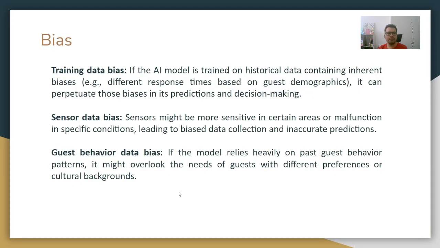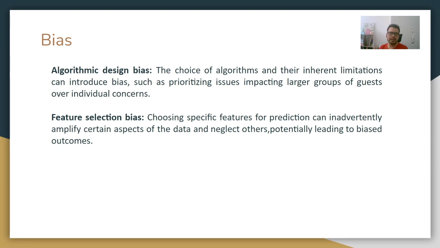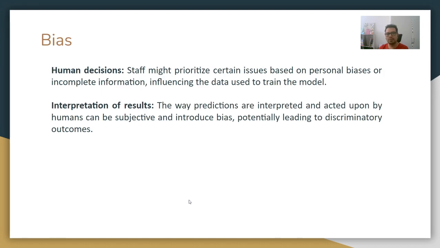For example, bias in training data, bias with the sensors, data with guest behavior, with algorithm design, with feature selection. So you need to know how to recognize when a bias is present in the different stages of our model. For example, if your AI product has the goal to augment human skills, it is possible to get human decision bias, or bias in the interpretation of the results.